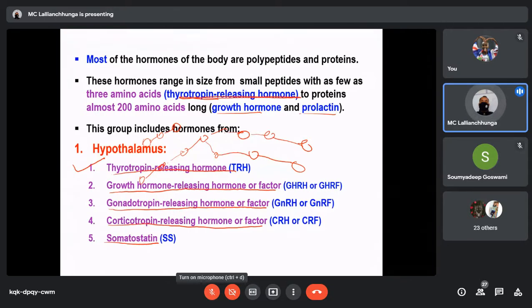What is missing here then? Among the hormones released by the hypothalamus, one is missing here which is not a peptide hormone. Can you tell me? I've already given it to you previously. You remember or not? What was that?